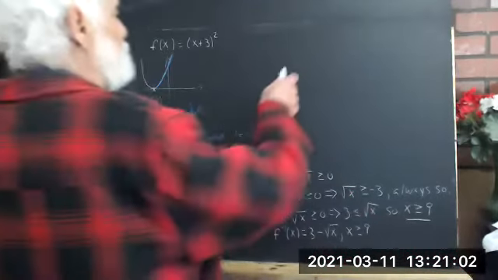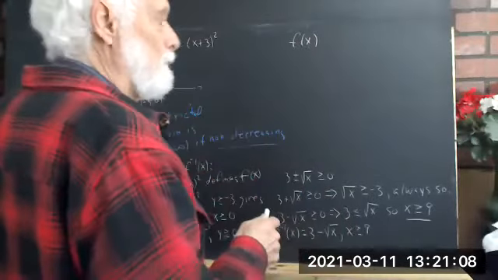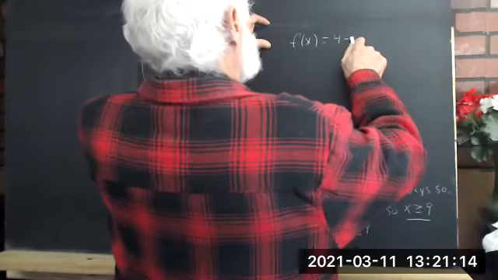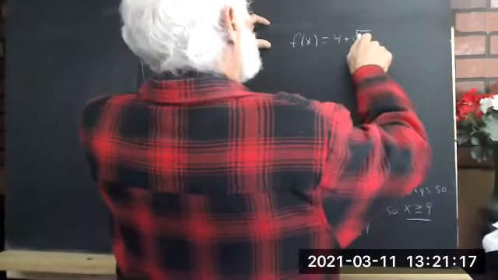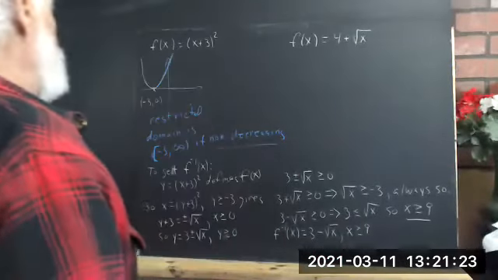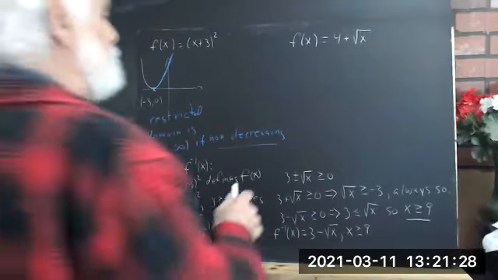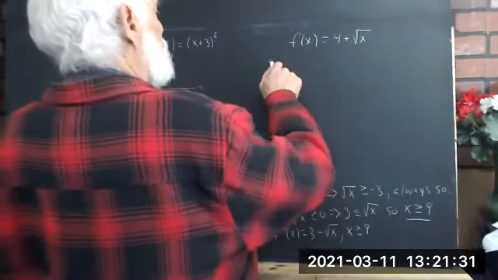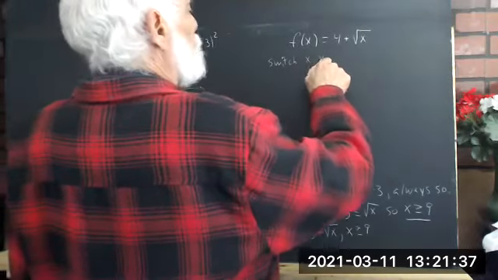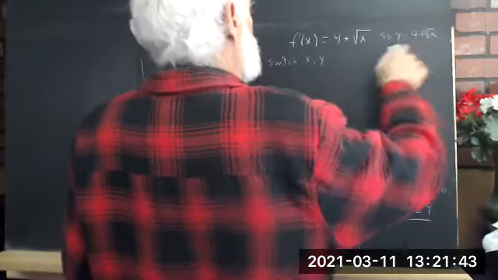Now, another example would be, for example, f of x equals 4 plus the square root of x. If we switch x and y, of course, we could write this as y equals 4 plus the square root of x.